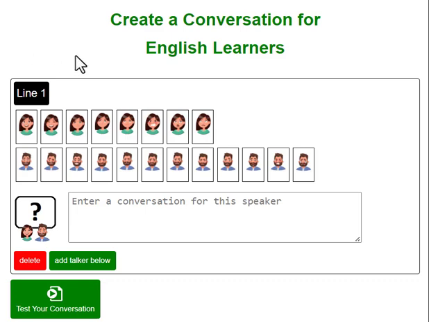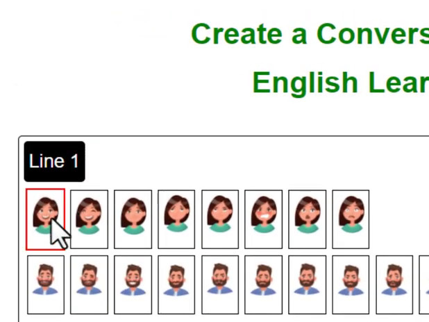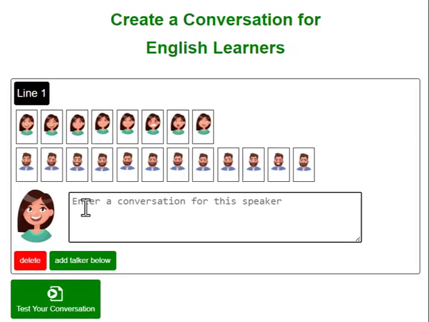In this video, I'm going to show you how you can help us by creating a conversation for English learners. This is the program that writes the code. Line 1. Start by picking the face of the person you want to talk, and then type what you want them to say. Hello Mike, would you like to go camping?